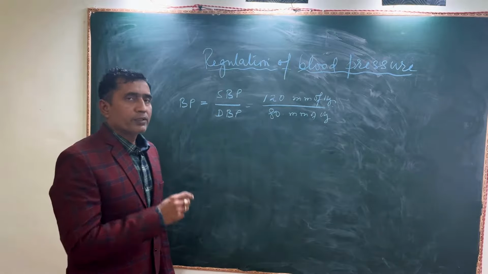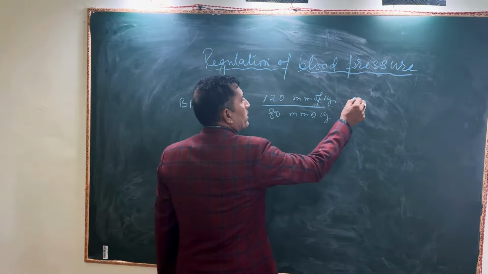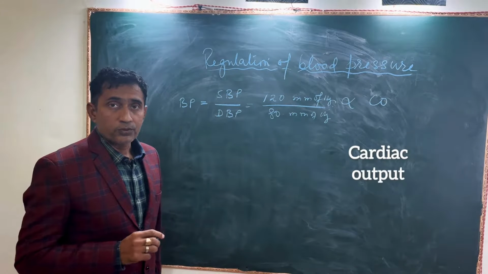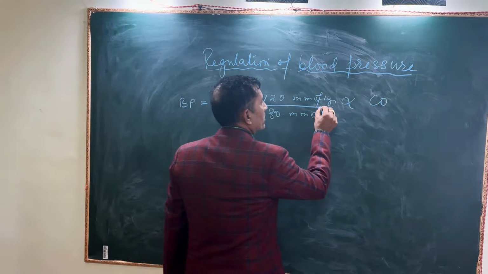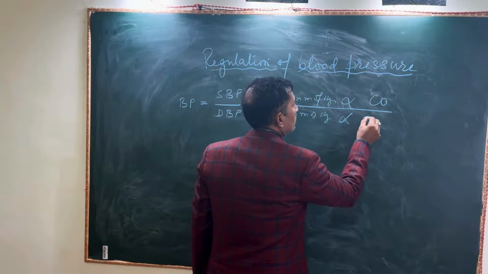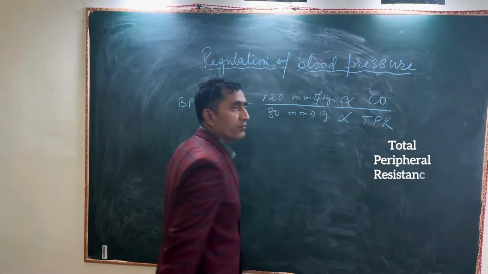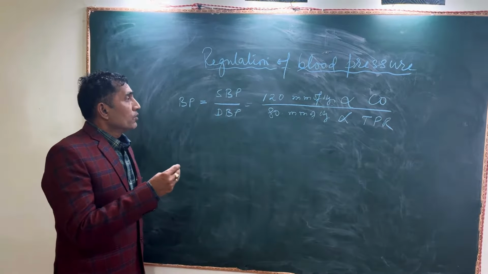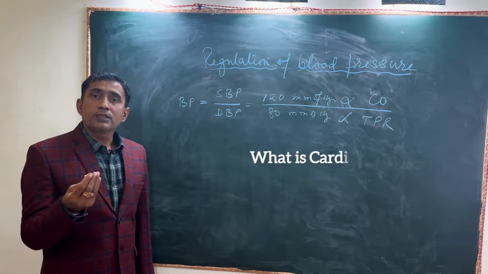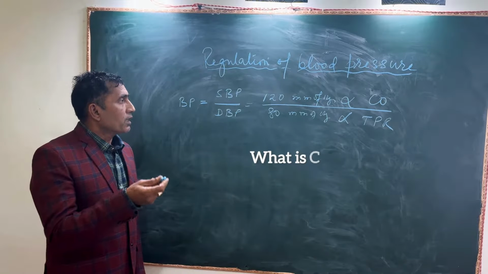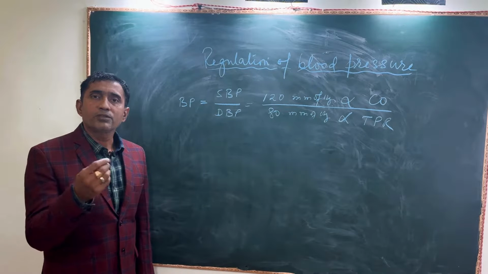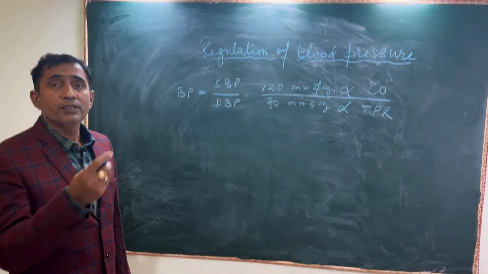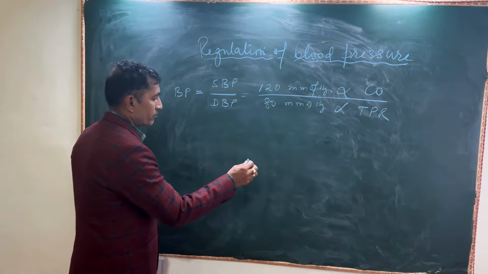Now the systolic blood pressure is actually related with cardiac output, and the diastolic blood pressure is related with total peripheral resistance. Let us understand what cardiac output is and how the cardiac output has a relation with systolic blood pressure and the total peripheral resistance has a relation with diastolic blood pressure.